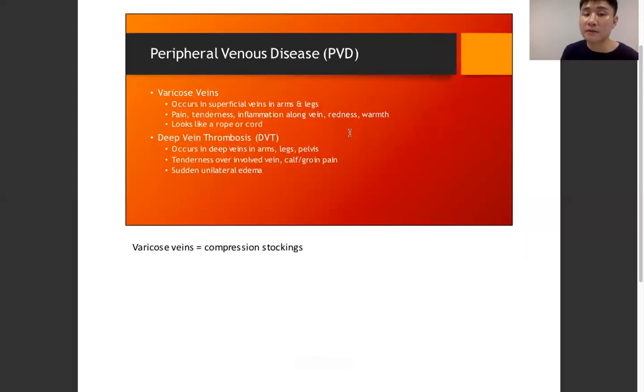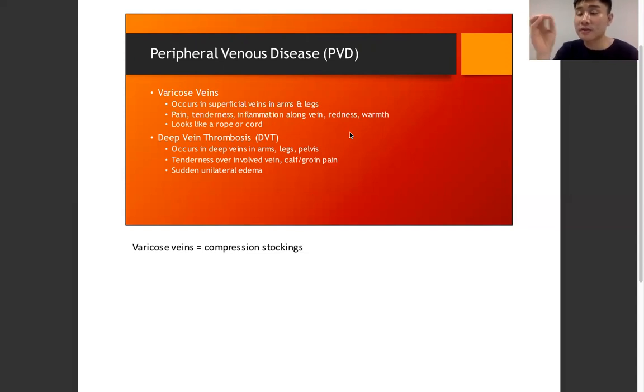PVD, varicose vein, is really common in elderly patients. These veins are like worm veins, and sometimes they can be engorged because they are filled with pooling blood. The blood does not travel back to the heart. So the blood is pooling, and the veins are varicose and very twisted. It occurs in superficial veins in the arms and the legs. They can have pain, tenderness, inflammation along the vein, redness, warmth, and look like a rope or cord. This patient is usually at risk for deep vein thrombosis as well.